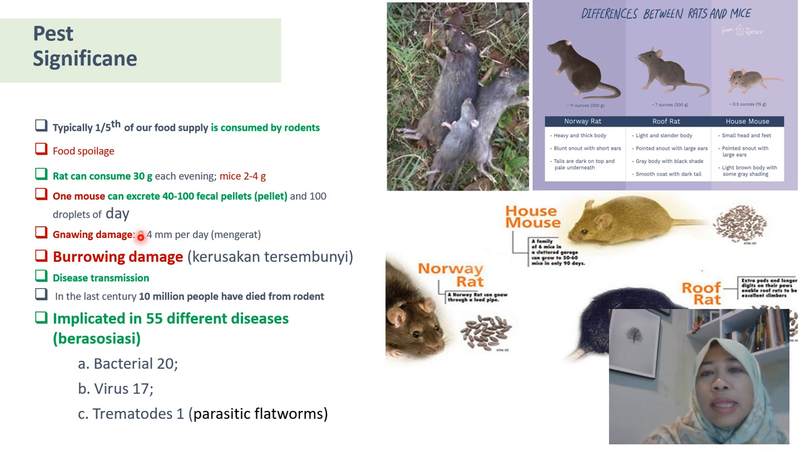Gnawing damage. They gnaw every day because their teeth grow every day, so they need to gnaw everything to make their teeth the ideal size. They can gnaw anything they find. Maybe they can gnaw wood or soap in your house, or wire and furniture, anything. And burrowing damage. They like to make damage and hide.